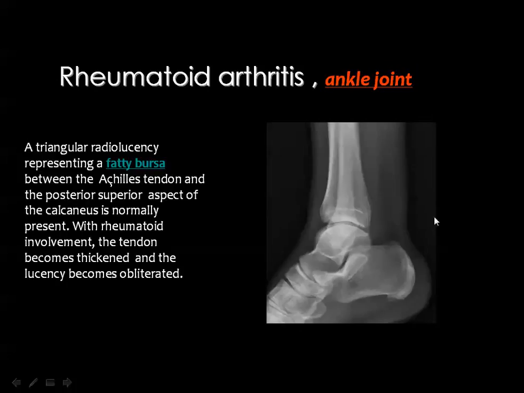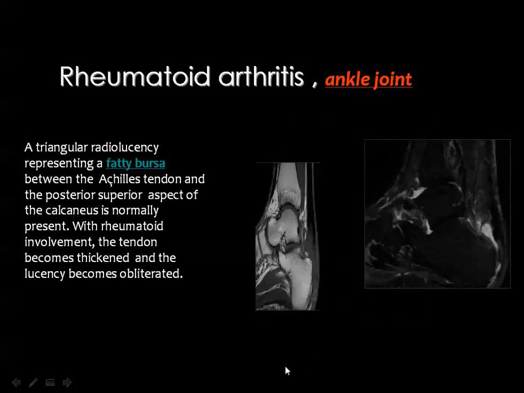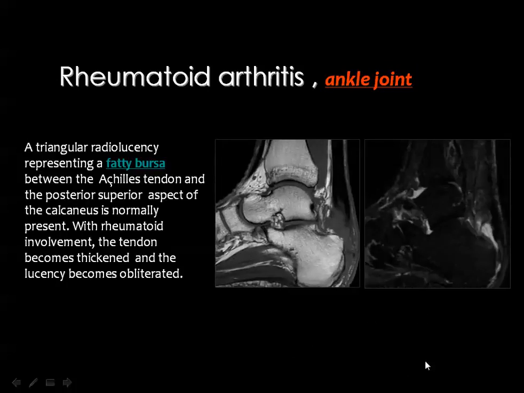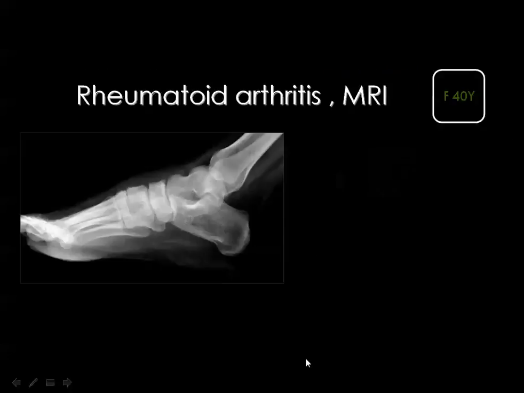You may not appreciate this in the plain X-ray, but this is well appreciated in the MRI T1 and the STIR weighted images. And you see there is a significant synovial hypertrophy that has eroded the insertion site of the Achilles tendon in this area. And this is the appearance of the bursa and the appearance of the involved tendon.